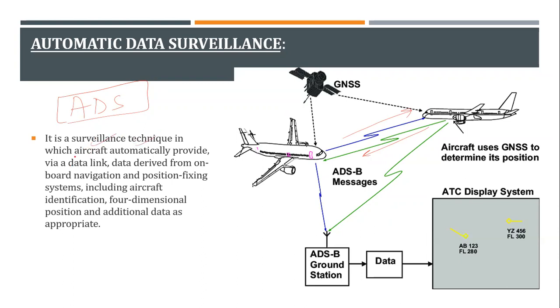It's a surveillance technique in which the aircraft are automatically provided via data link with a fix. Fix means the aircraft's position, including the aircraft identification, that is the registration mark. Four-dimensional position and data. What is data? Data is your flight level, destination, etc. Even the speeds are given. What else do you need?